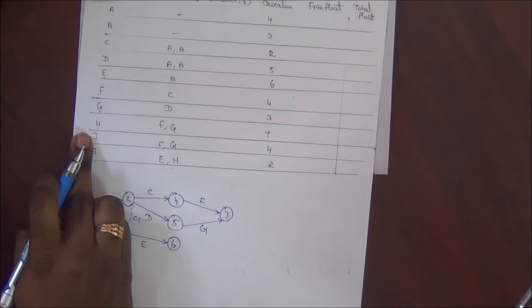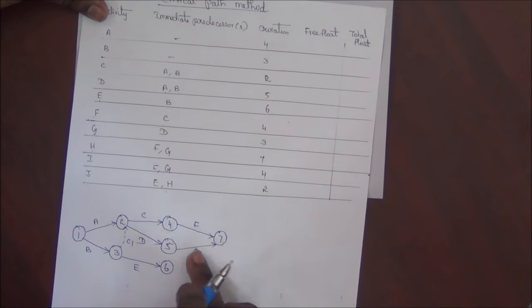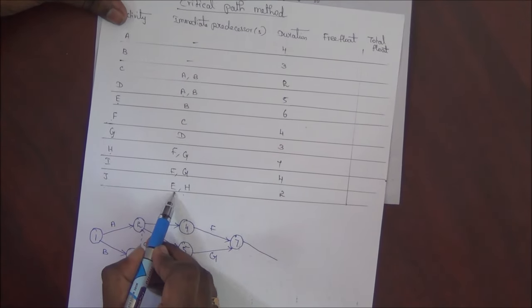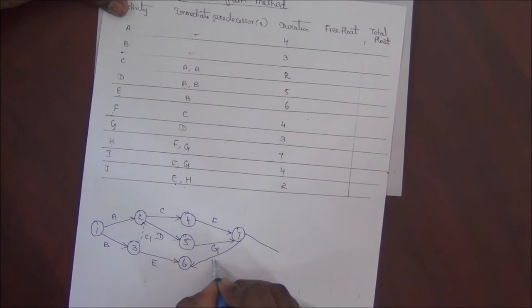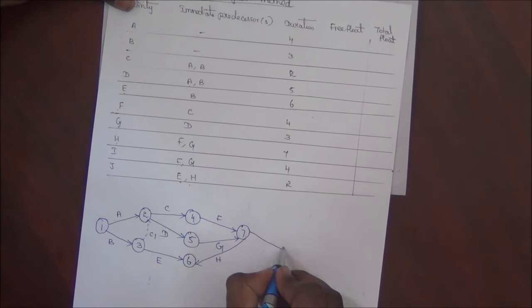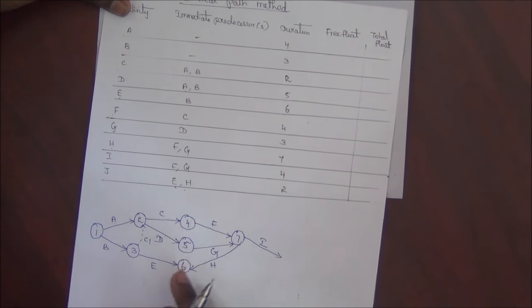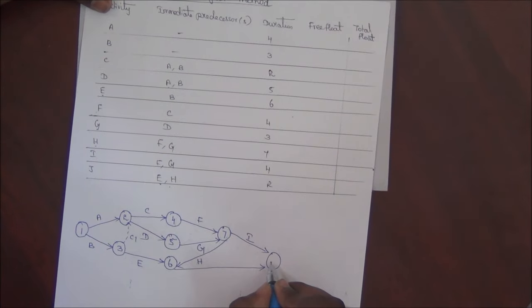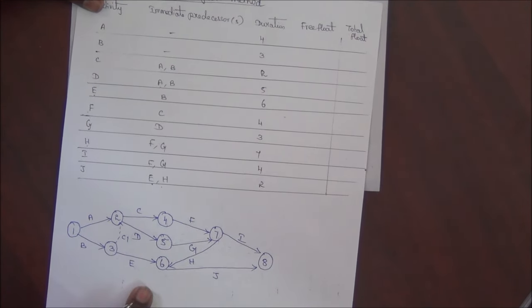H comes after F and G, so we already considered F and G, so H. But H comes along with E, so we have to consider E, H. I comes after F and G, so I. J also comes after E and H. This is the project network diagram.